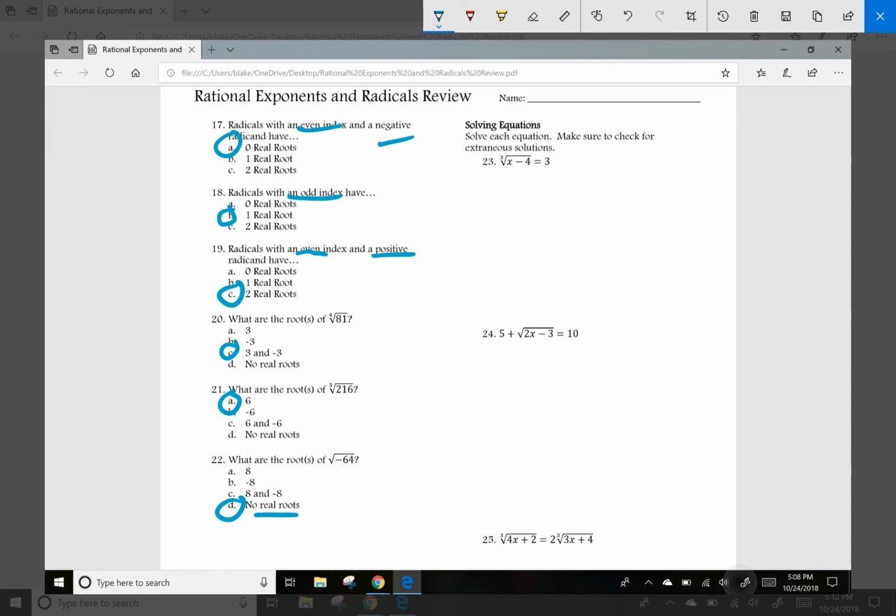All right, now to wrap this up, let's solve these quick few little equations.